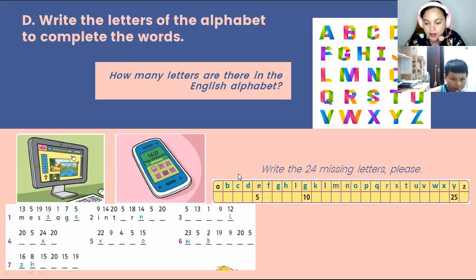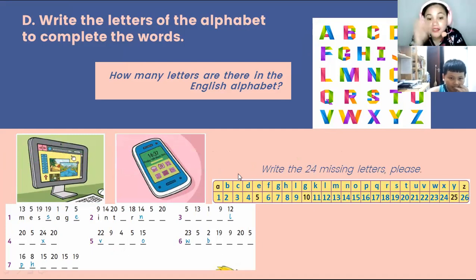Okay, so these are the clues. Now, Doug, I want you to complete the mystery words using the letters of the alphabet. Number one is an example. Number two is internet. How about three? Email. All right. Next one.